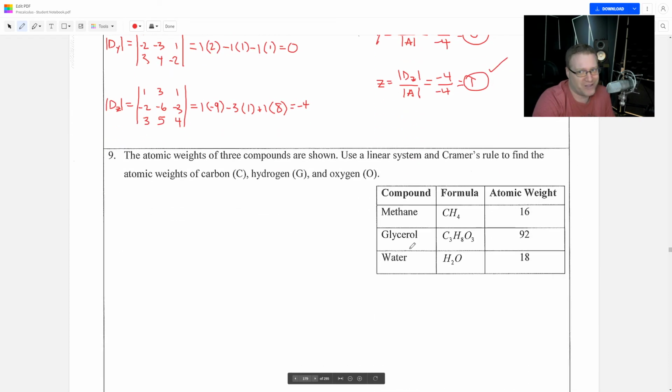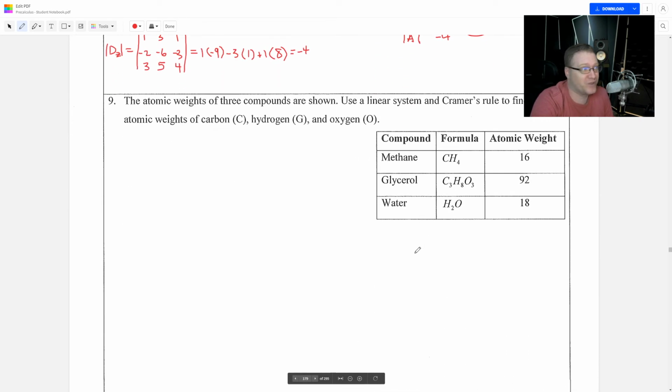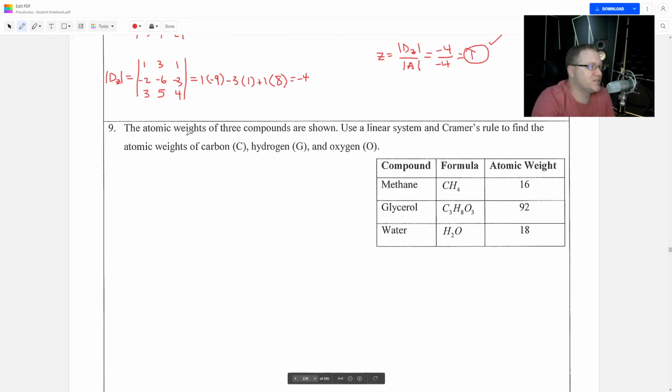We're going to do one more example. This is a word problem. All right, so this one, you have to use your brain a little bit. You have to know a little bit about chemistry. So it says the atomic weights of 3 compounds are shown. Use a linear system and Cramer's rule to find the atomic weights of carbon, hydrogen, and oxygen. So our 3 variables here are going to be C, G, and O, not X, Y, Z.